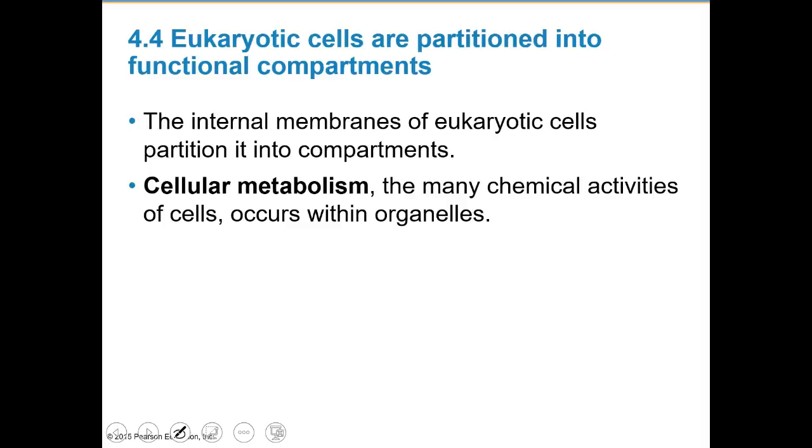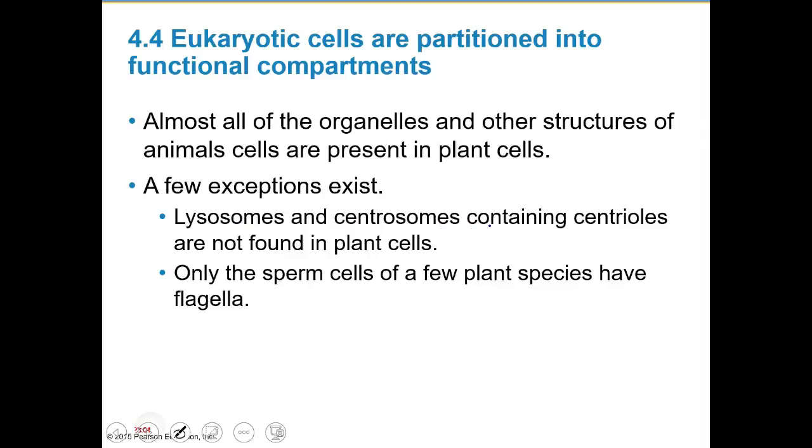The internal membranes of eukaryotic cells partition it into compartments. Then we have cellular metabolism, and that's all the chemical activities of cells with their various organelles, all that work will occur within those organelles. Almost all of the organelles and other structures of animal cells are present in plant cells, so we're going to see a lot of similarities. We'll talk about a few differences, which are worth noting as we move towards that section.